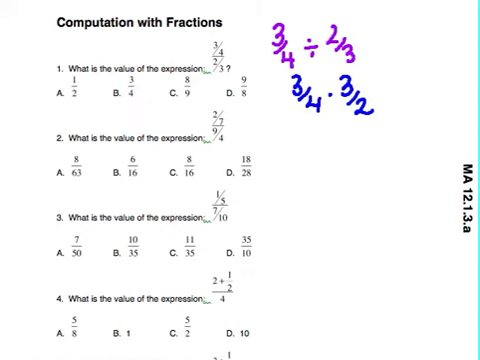With that in mind, let's go to number 2. 2/7 divided by 9/4.